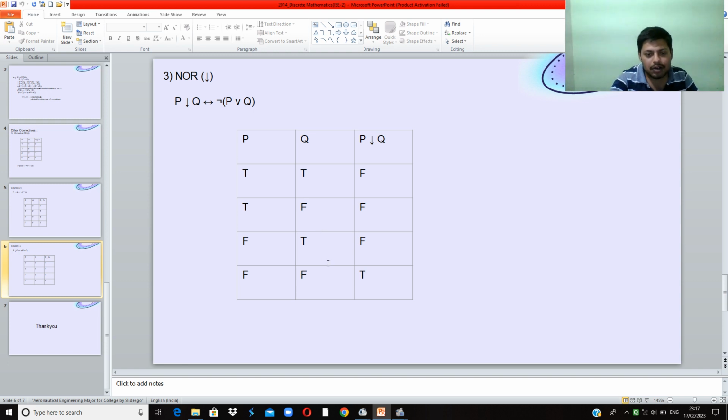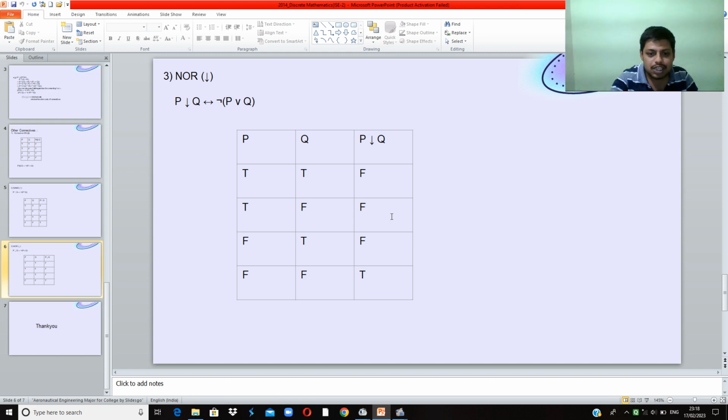In or, if one of the values is true, we get true, but NOR is the negation of or. So if one of the values is true, it is false. When both values are false, it is true. When both values are true, it is false. In or we get true when one value is true, but here we do not, because this is the negation of or.